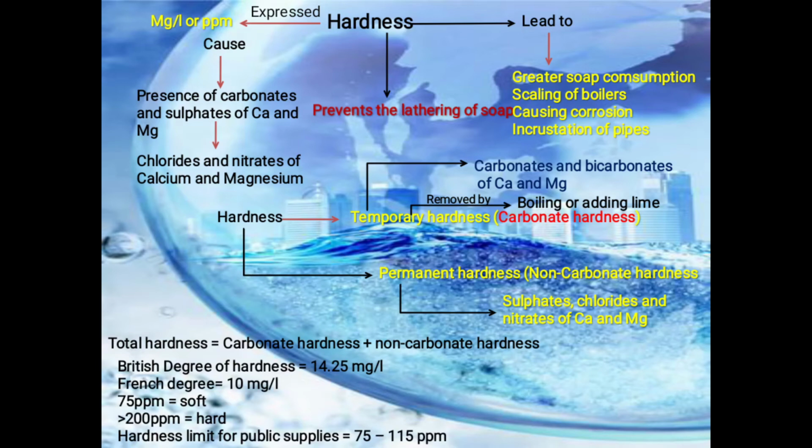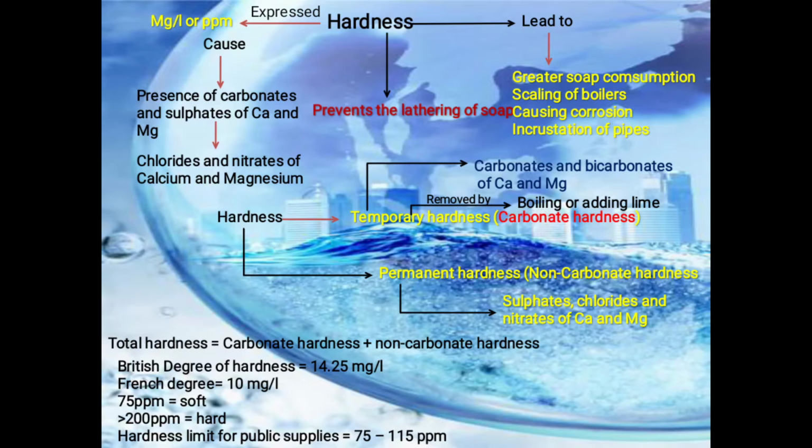Each British degree of hardness is equal to 14.25 milligrams per liter. Then a French degree is equal to 10 milligrams per liter of hardness. Generally, the hardness is expressed in terms of milligrams per liter. Sometimes it is represented in degrees of hardness, that is, British degree or French degree. Each British degree of hardness is equal to 14.25 milligrams per liter, and a French degree of hardness is equal to 10 milligrams per liter of hardness.